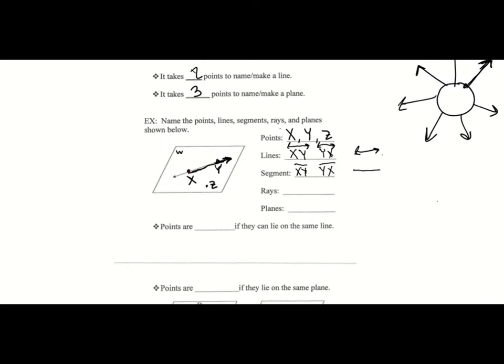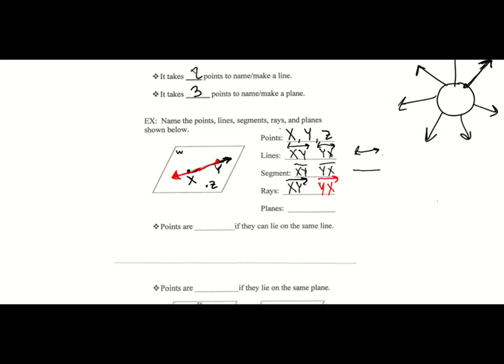So our ray is starting at X and going past Y. And we also could start at Y and go past X, since we have an arrow on this side too. So if we labeled that one, start at Y and go past X.